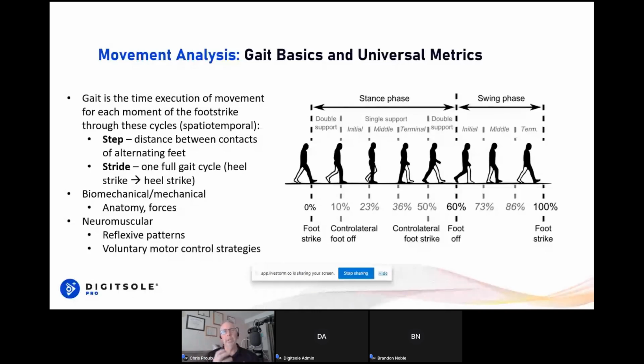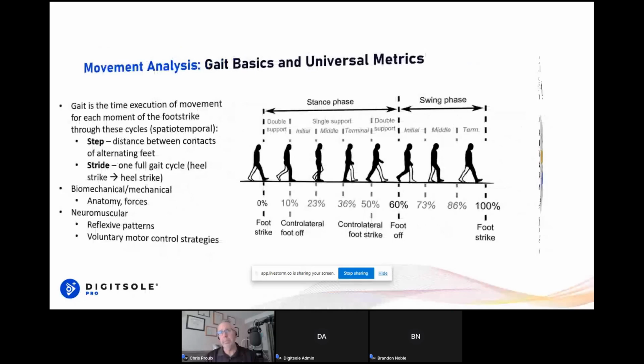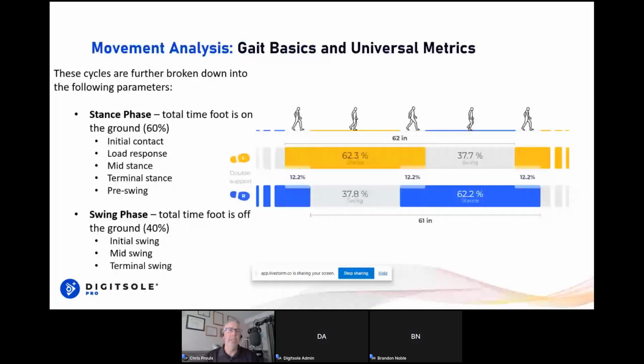But from a clinical perspective, the neuromuscular component of gait is really what makes it such a high value sell to my patients when I want to do an overall movement assessment. Why? Because there's a lot of reflexive patterns, so it gives us some insight as to the central nervous system, how that's functioning, and then a lot of voluntary motor control strategies that is sort of that overlap between what should be normal patterns in the patient, where they might be making some compensation or strategies that might not be good for them. They may not know about it.